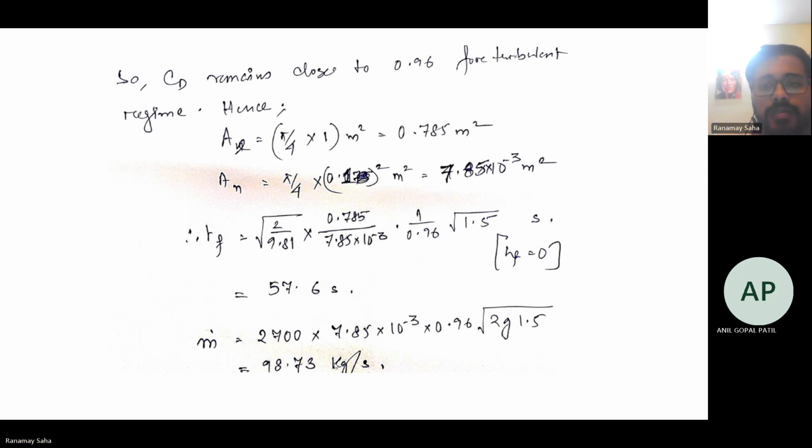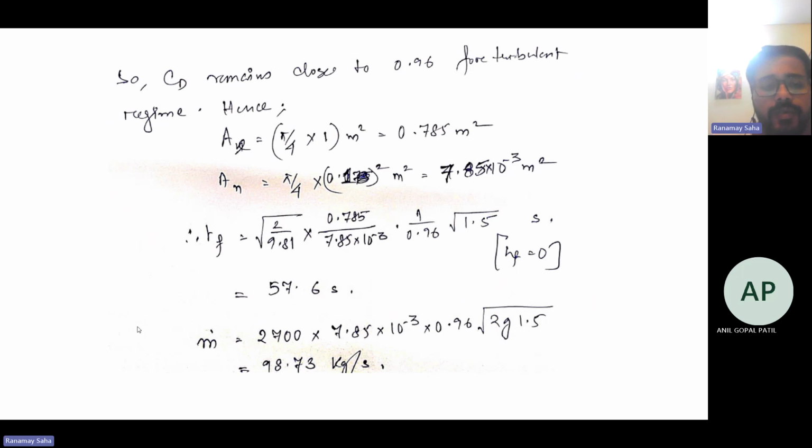So we tried out three cases just to confirm how the CD varies with different regimes, just as a part of demonstration. Then we found that in our problem, which is in the turbulent regime, the CD remains close to 0.96. We tried it in the extreme turbulent regime, as well as an intermediate case, taking H somewhere between 0 to 1.5, which is 0.05.